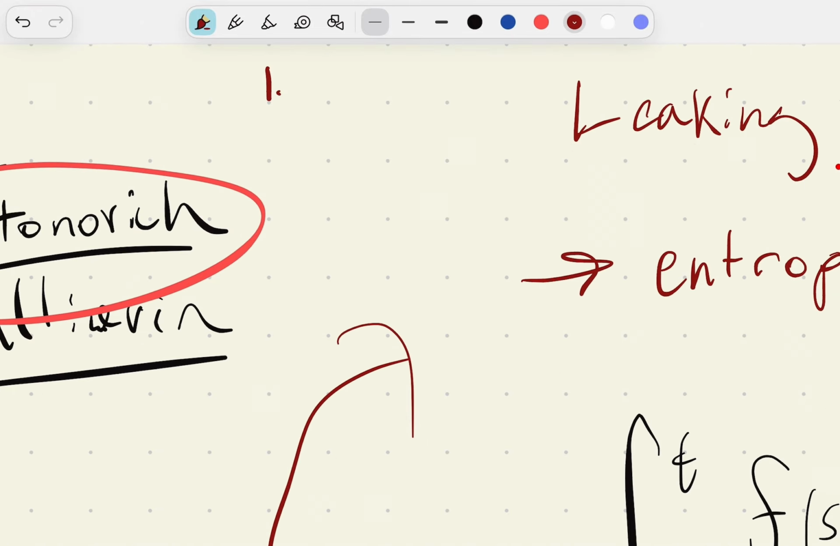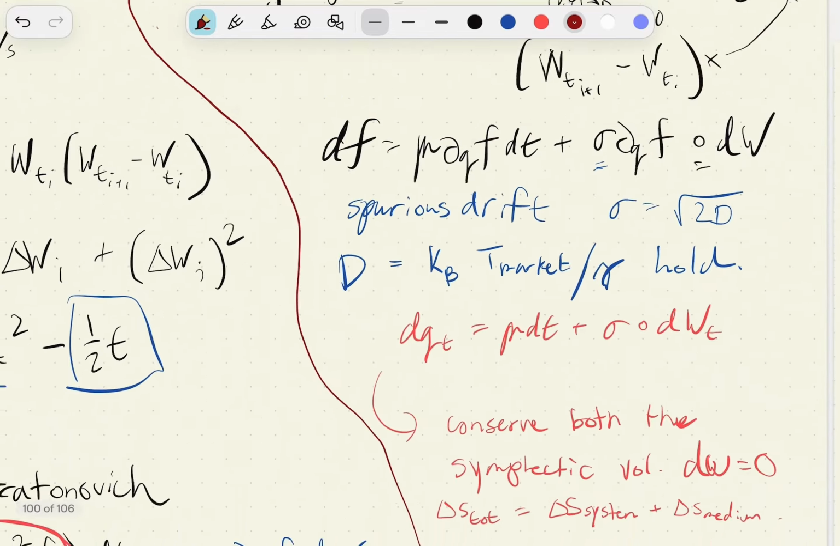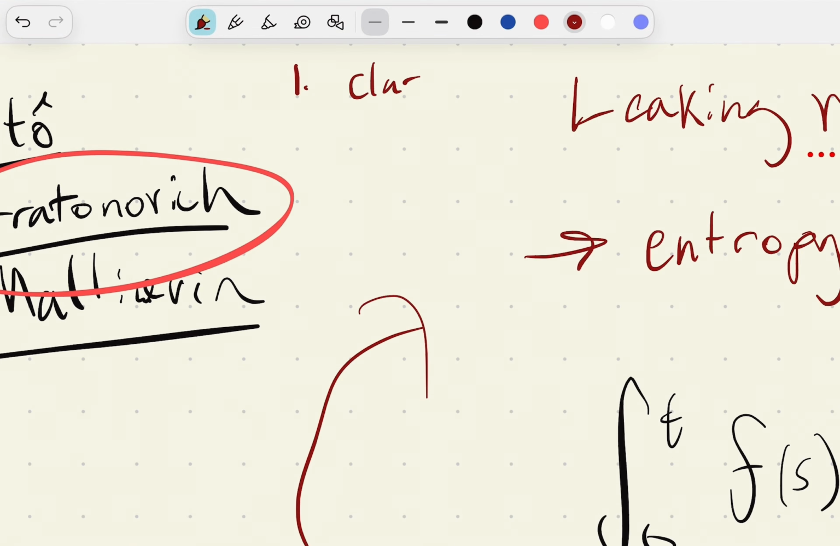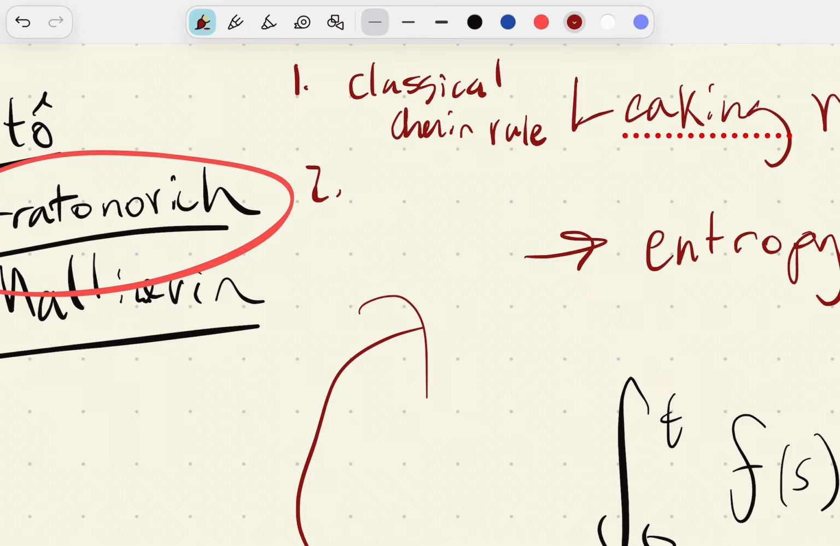One, it reproduces the classical chain rule, all right? It gives us the classical chain rule. So two, it preserves the symplectic form. And technically, since I'm going to call it Georgiev's phase space.